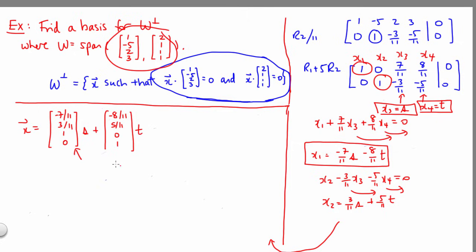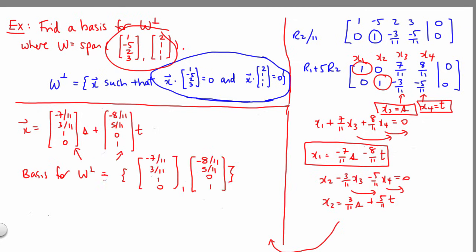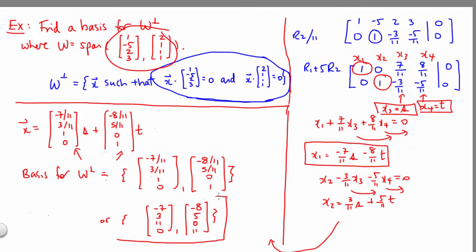So at this point we can use these two vectors here as a basis for W perp. But remember, when we're working with a basis, that we're free to multiply our basis vectors by any non-zero multiple. So we may want to multiply through by 11 just to clear those fractions. Another alternate answer would be a first basis vector of -7, 3, 11, 0, and a second basis vector of -8, 5, 0, 11. So I think this right here would be the best possible final answer.